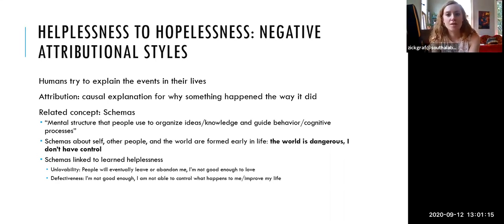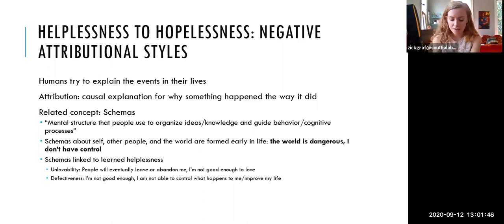So the way that people tend to explain why events happen the way that they do. Related to attribution and the concept of learned helplessness is the idea of schemas. Schemas are a technical term that refers to mental structures, basically mental templates for organizing ideas and knowledge and for informing our behavior and our interpretations of the world around us. We have already talked about schemas in this class, we just haven't used that term.